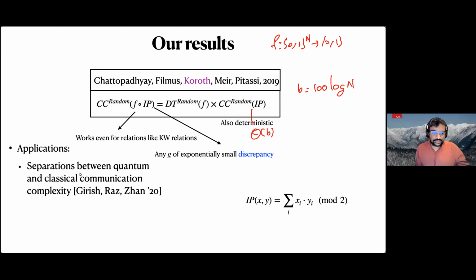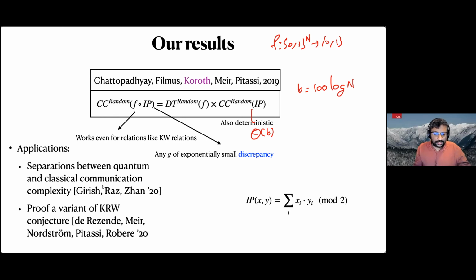So some applications of the lifting theorem. It's been used to prove new separations between quantum and classical communication complexity, and also to prove results in circuit complexity, and especially to prove a variant of the KRW conjecture in the monotone and semi-monotone settings.